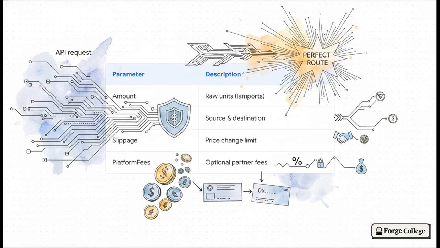When you ping the aggregator, you've got to send a few essential parameters. First up is the amount, which you'll express in raw lamports. Then you need the mints. Those are just your source and destination addresses. Slippage is your crucial safety net, and platform fees is an optional tag if you're routing partner fees. These are the vital inputs that generate your perfect route.